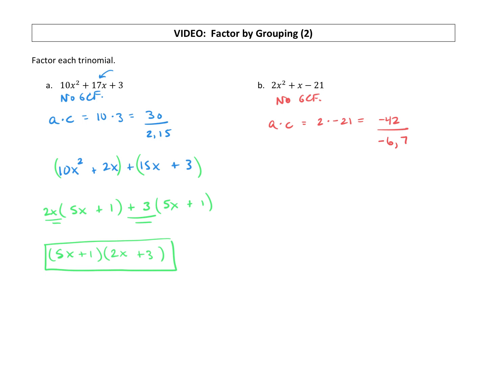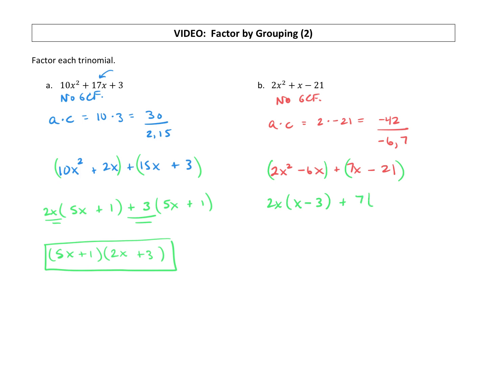Now we rewrite our trinomial as a 4-term polynomial. 2x squared, we are replacing the 1x, our b term, with a minus 6x plus 7x. Negative 6x plus 7x is the same thing as that 1x, and then minus 21. Now we're going to group as two binomials and look for a GCF. GCF of the first group, 2x squared minus 6x, is 2x. Factor out a 2x, so you're left with an x minus 3, plus 7x minus 21 has a GCF of 7.